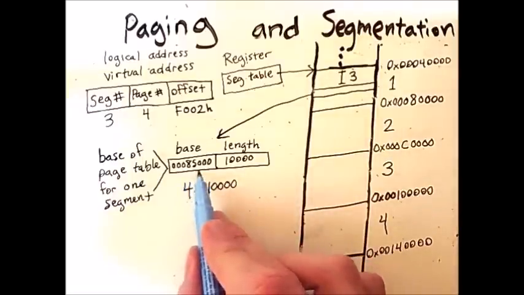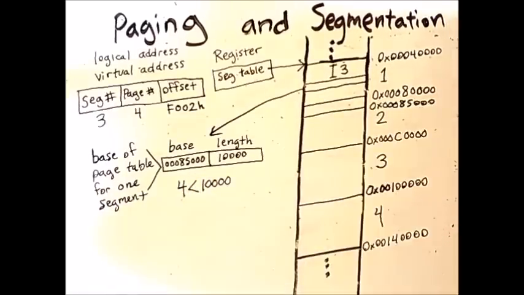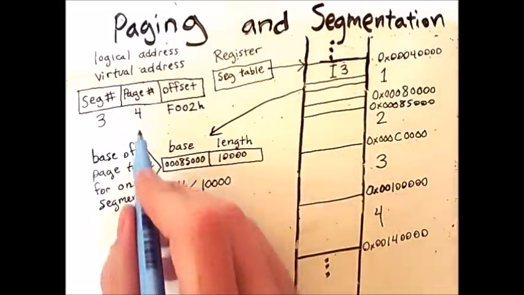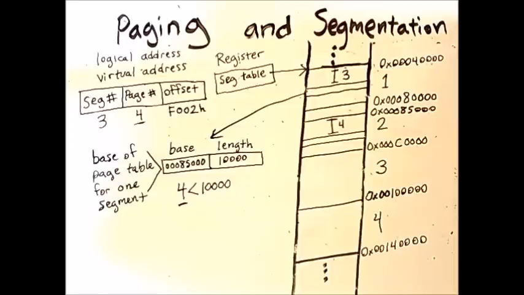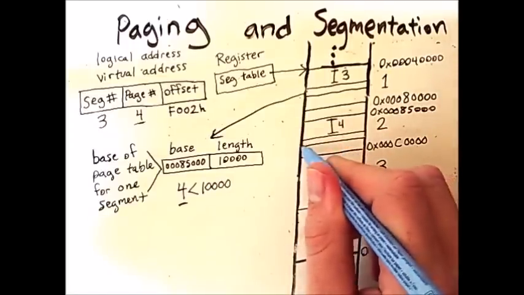Address 85000 in hex is around here. And the actual entry in the page table here that we want is offset by 4 from that base. That gives us the following entry, which we can extract and examine.